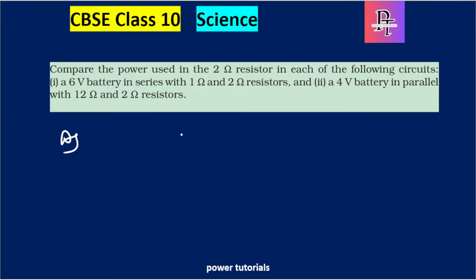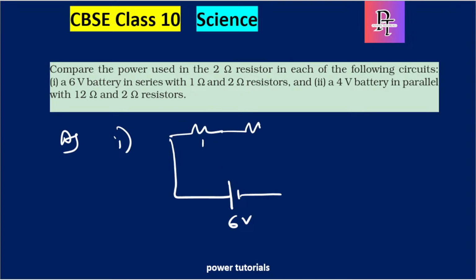6 volts battery in series with 2 resistors. Okay, case 1, we have a 6 volts battery which is having series connection of 1 and 2 ohms. We have 1, we have 2.